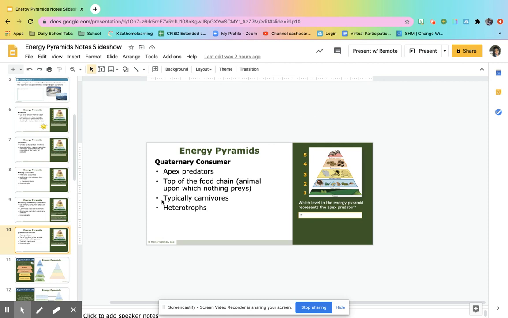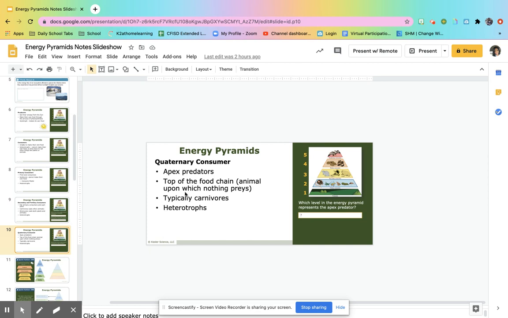So for instance, remember when we had the African ecosystem for our lab, and a lot of you guys had the cheetahs and then the lion. So the cheetah would have been your tertiary consumer, and your lion would have been your quaternary consumer, because it's an apex predator. Nothing preys on the lion.